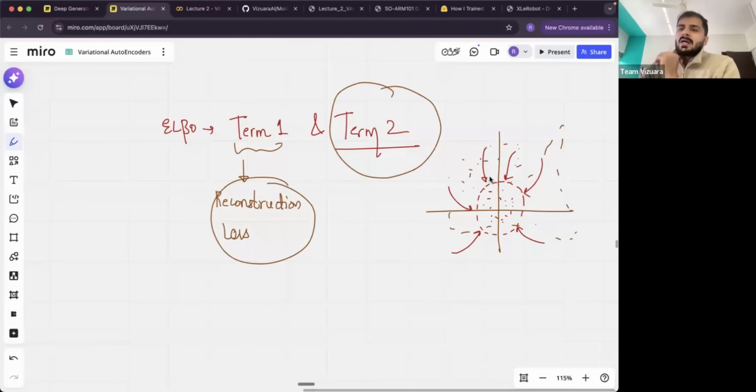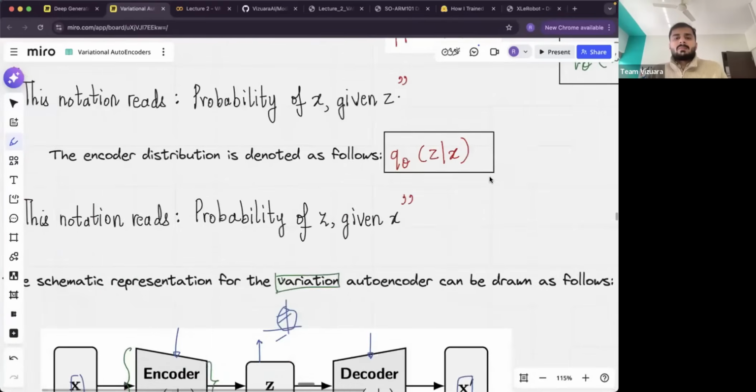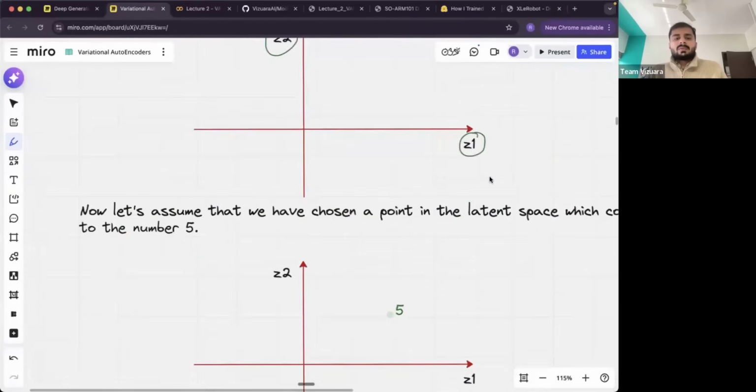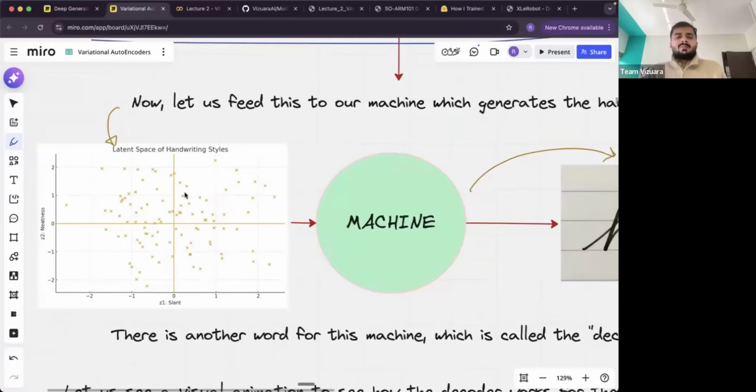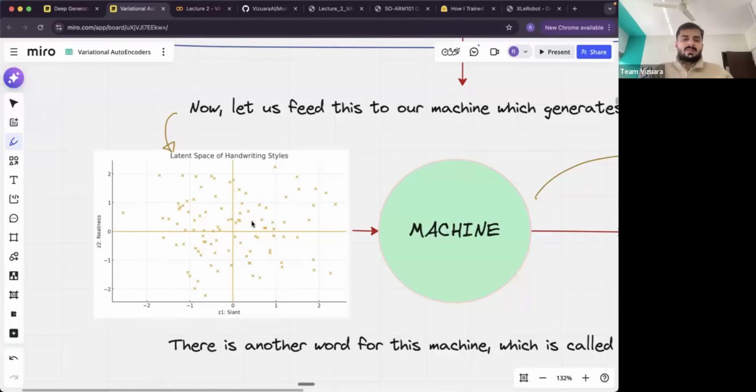And this is something which I was mentioning, it's not immediately intuitive, but what we are trying to do in this second term is that, let's say you have a distribution of these images, handwriting samples. Let's take that example. Now here you see these samples are distributed somehow randomly.